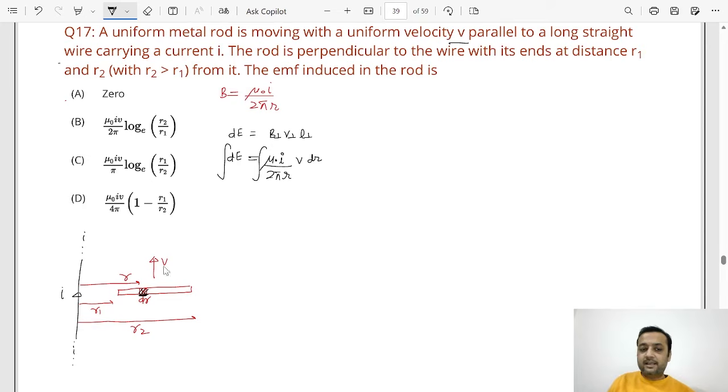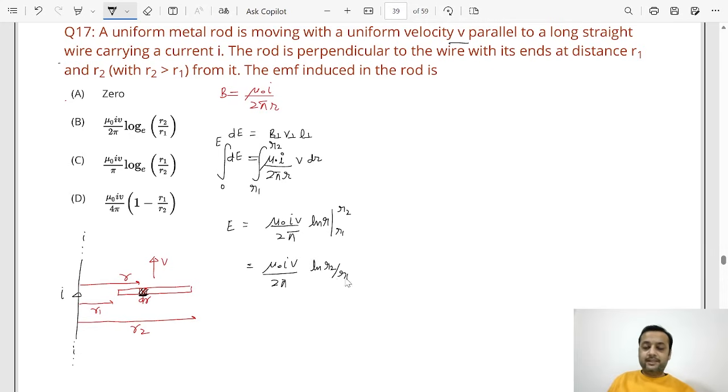So all you have to do is integrate r from r1 to r2. EMF will be integrated from 0 to e, and the rod will be integrated from r1 to r2. So LHS will become e, and this will be mu naught I v upon 2 pi. These things are constant. Dr by r will become ln r, and after putting the limits, that will be ln of r2 minus ln of r1, which will become ln of r2 by r1.